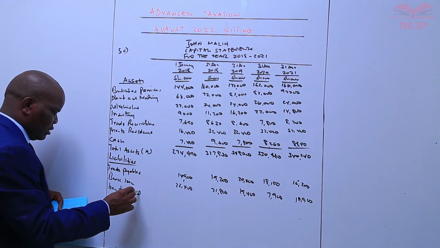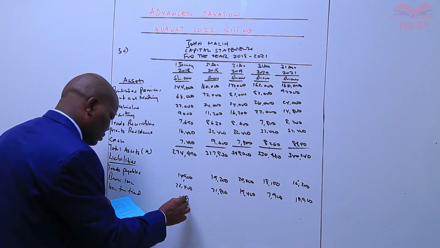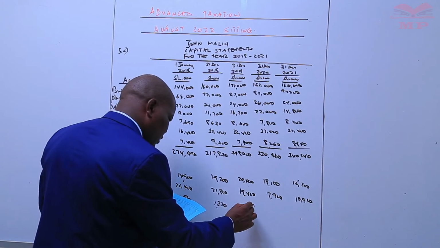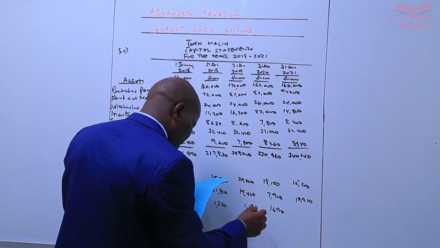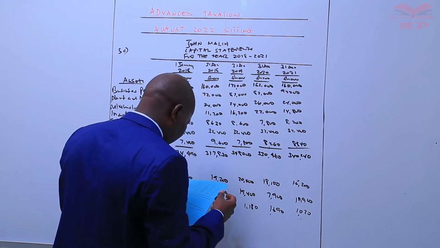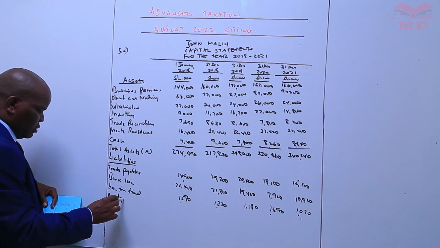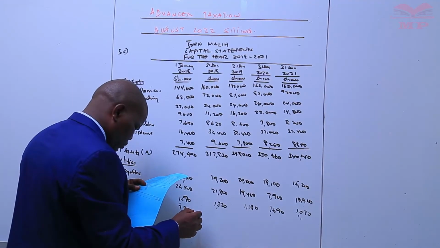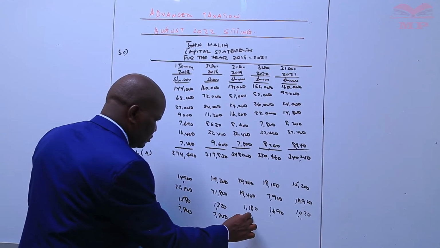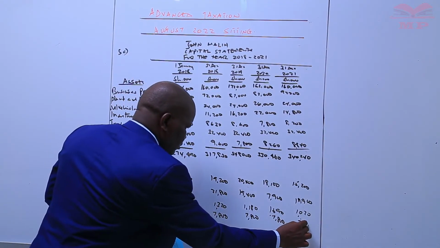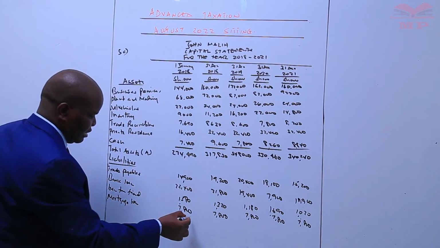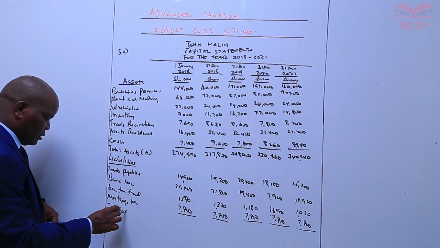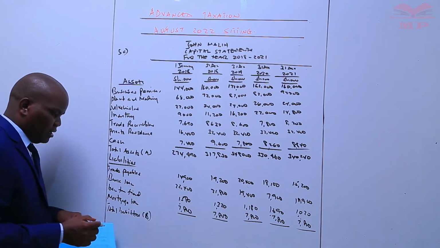Next we have loan from a friend. A loan is a liability: 1,580, 1,320, 1,180, 1,690, and 1,020. We have mortgage loan, still a liability. It's 7,800 all through. If you are keen, that is the last liability we have. So the next thing we do is to get total liabilities for each case. We can mark it B for illustration purposes.